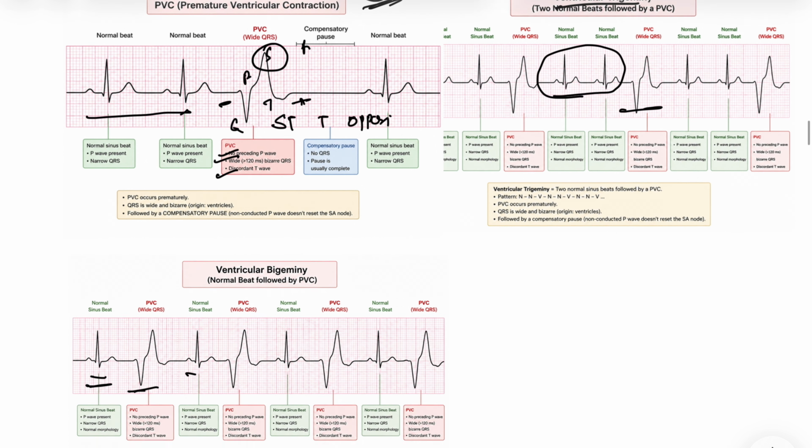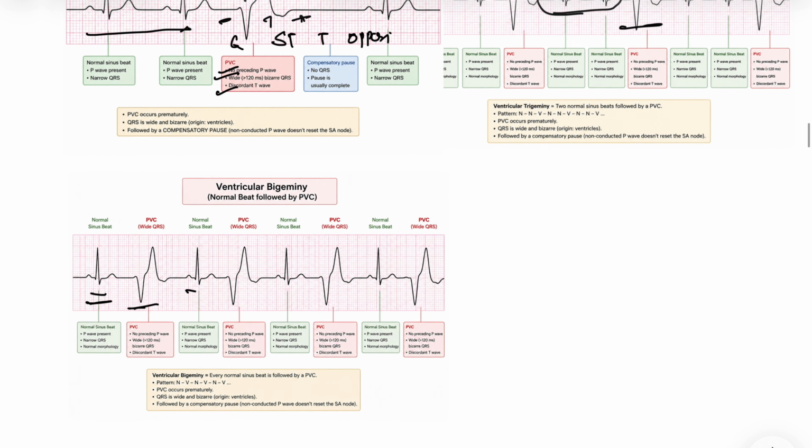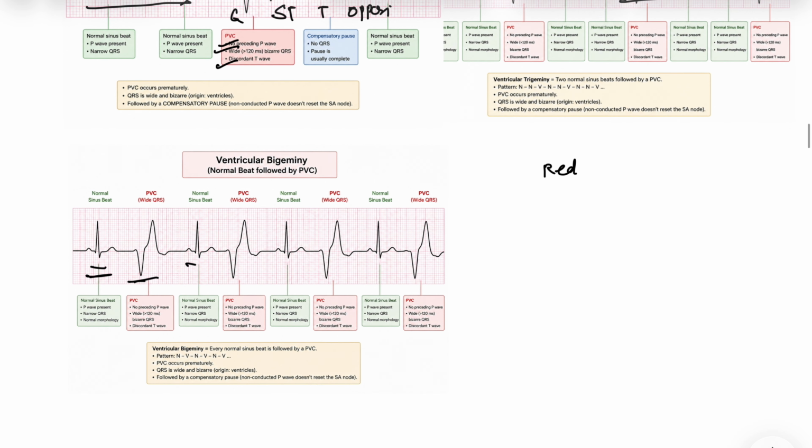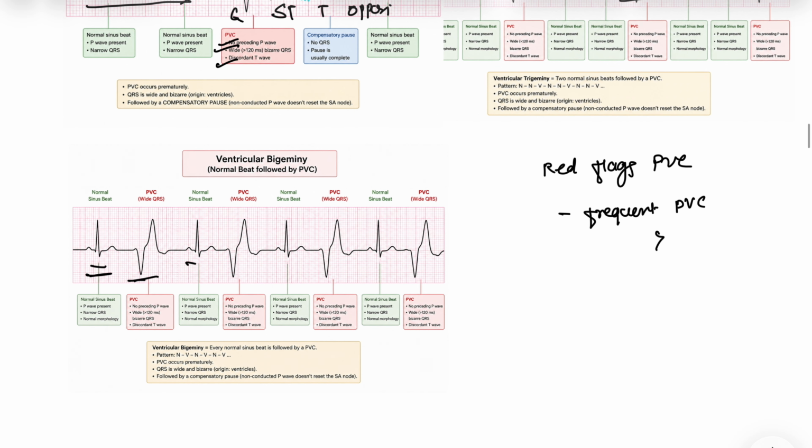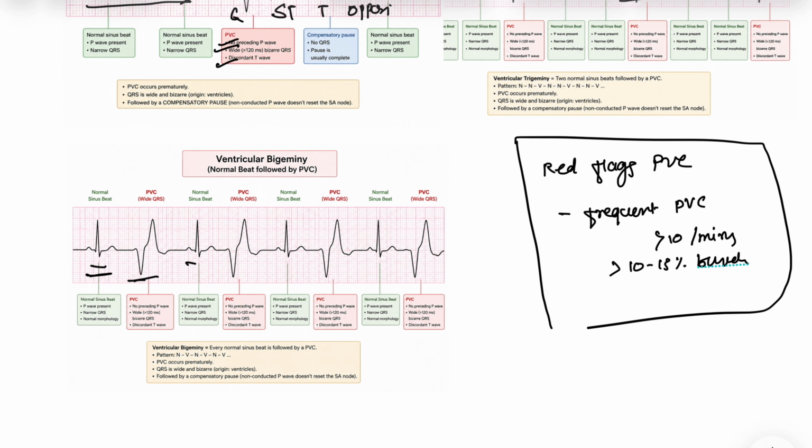Usually PVC doesn't require any treatment and we just have to look for red flags. Now what are the red flags in PVC? The first one is frequent PVC. What is frequent PVC? It is more than 10 per minute, right? Or more than 10 to 15% burden. Right? So these are the red flags that one should understand in terms of premature ventricular complexes.